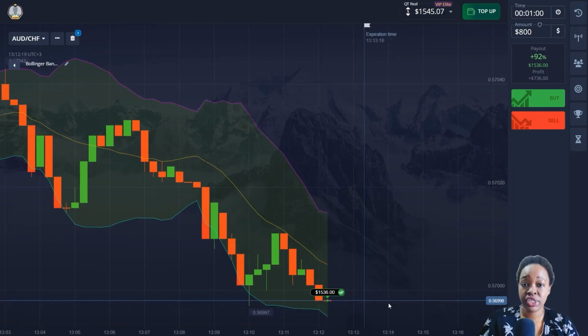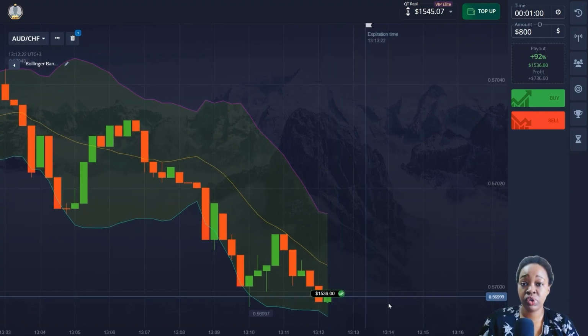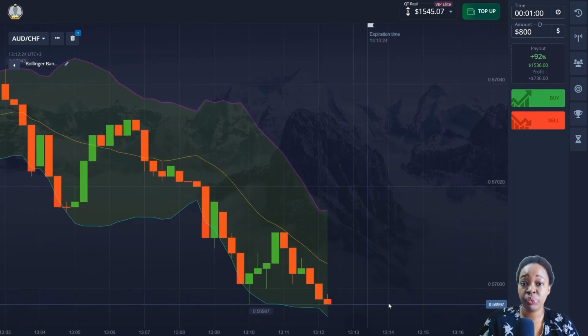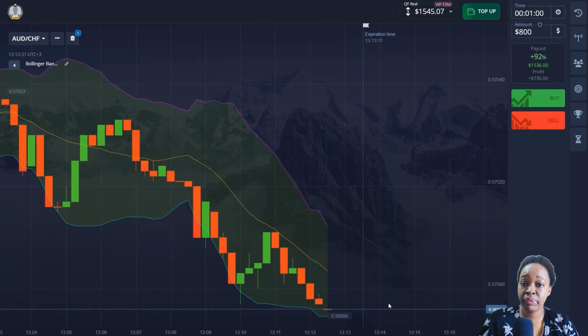This is really good, friends. You can see the price continued to fall down, and I got a very good profit. You can see I have my first $1,000 in my deposit. Let me continue and find my next trades.